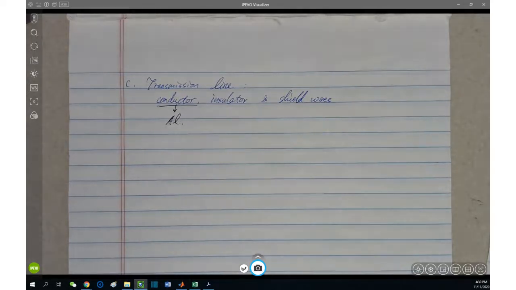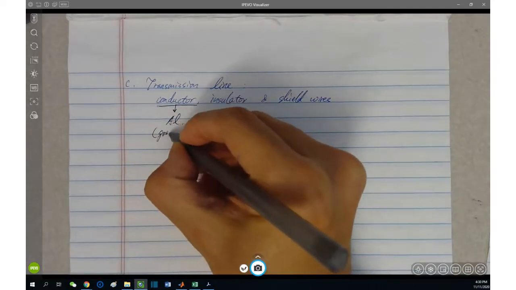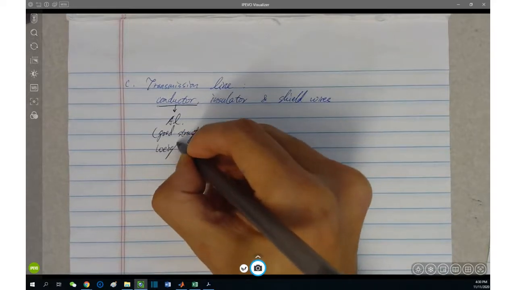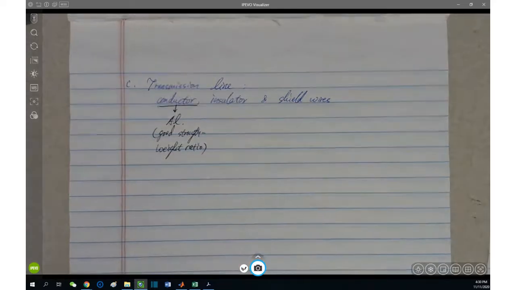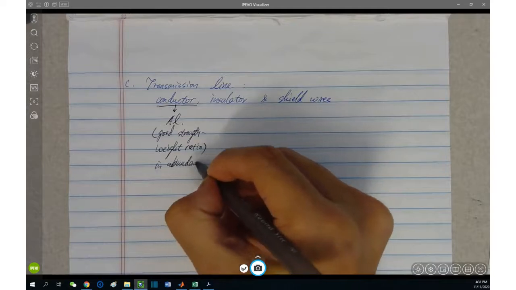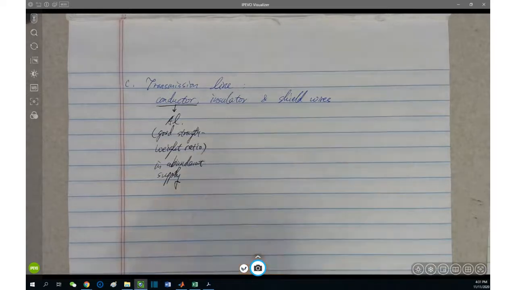We call it in abundant supply, compared to copper. And also aluminum, what's the benefit? It's light, right? It has a better strength to weight ratio. Good strength to weight ratio. This, of course, matters. This really matters in the supply. Okay. Next to aluminum is copper. It's obviously copper.